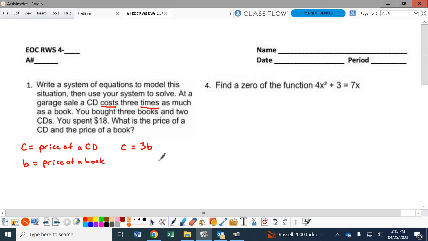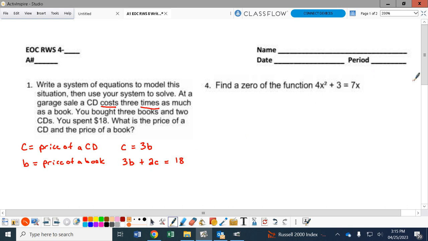The second sentence says that you bought 3 books and 2 CDs. So 3 books and 2 CDs is going to be 3 times the cost of a book, which is going to be B, plus 2 CDs, so 2 times the cost of a CD, and it says you spent $18, so that totals up to $18.